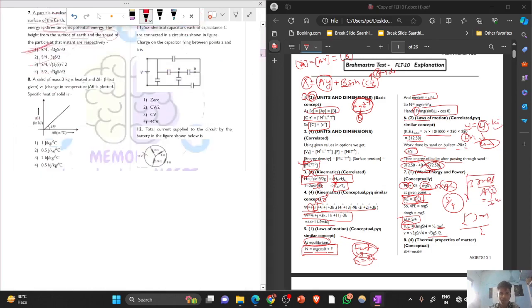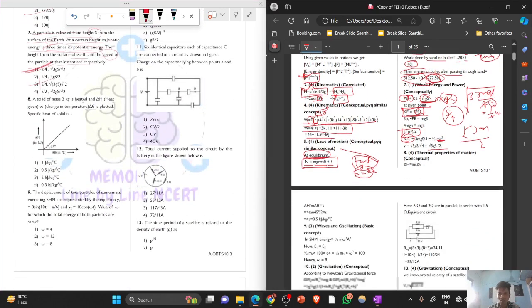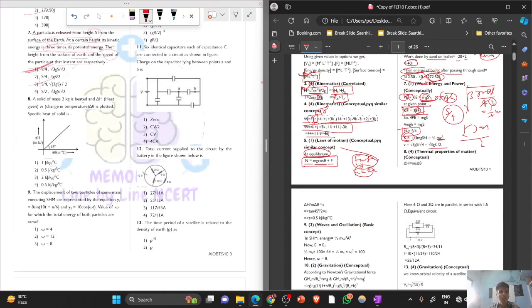Moving ahead, a solid of mass 2 kg is heated with delta H heat, and the change in temperature is given. What it is asking about is the specific heat. It's a simple formula based question. You must know that delta heat H is equal to m s delta theta. You know m, and you know delta Q or delta H from here. Delta Q equals m s delta T.